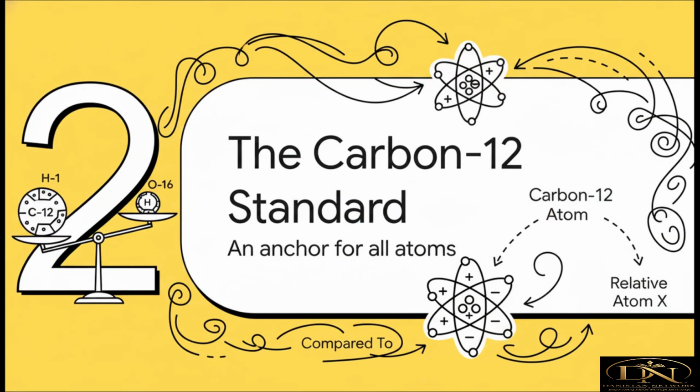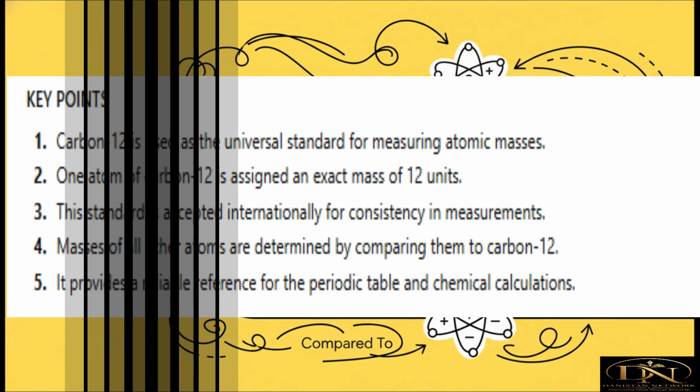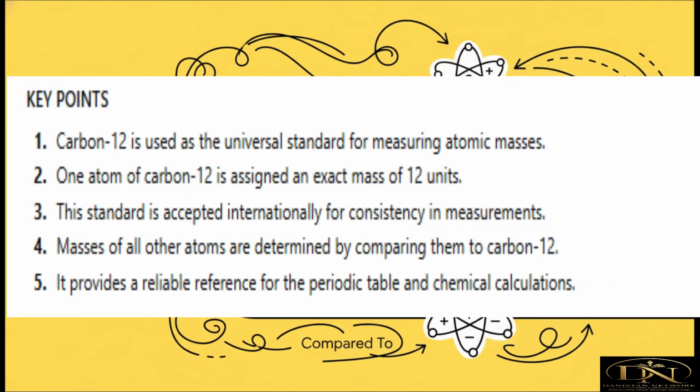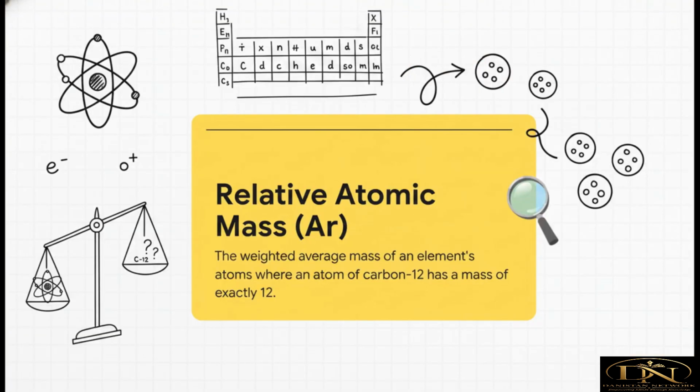So what do you do if you can't weigh one thing directly? Well, the next best thing is to compare it to something else. And that's exactly the brilliant workaround chemists came up with. They decided to pick one atom to be the universal standard, the anchor for everything else. And the atom they chose was carbon-12. And this is the result, a concept called relative atomic mass, which we call Ar. Now, notice the word relative. We're not talking about grams or kilograms here. It's all a comparison. We're measuring the mass of other atoms relative to a single atom of carbon-12.